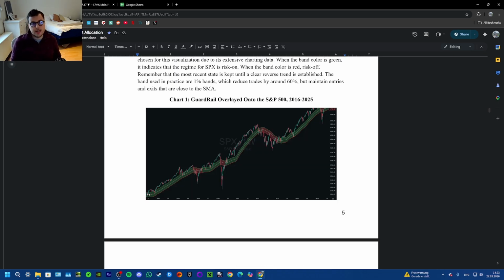So the guardrail strategy is really based off the 200-day moving average, or you could call it the 10-month if you really wanted to. The 200-day moving average is simply the most recent 200 days of trading and their closing price averaged out. And that is this middle line here that you see in this picture. The 200-day moving average strategy is not at all new. It's been around for decades.